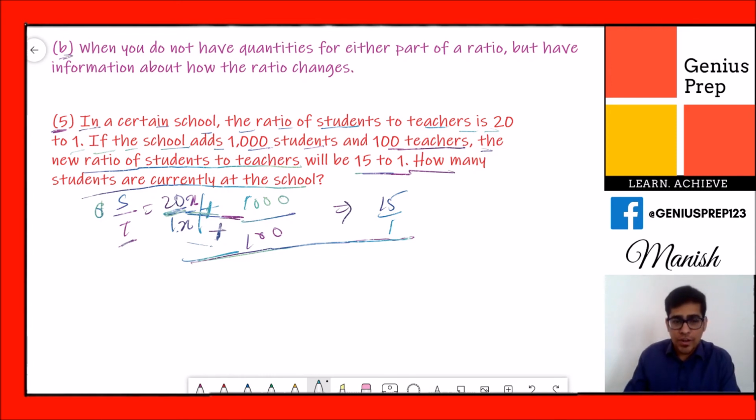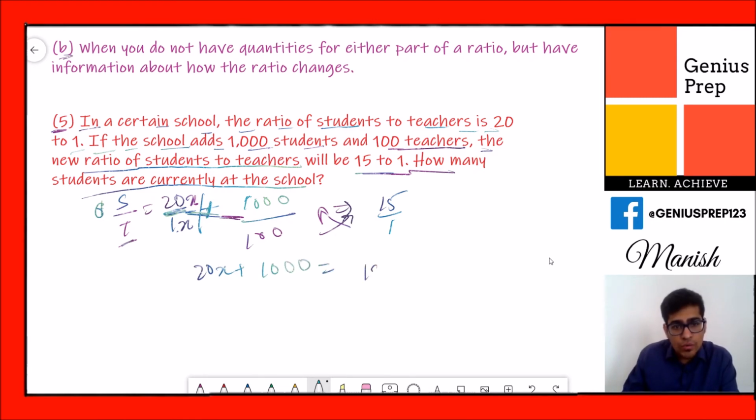So this is the final equation we come up with: 20x plus 1000 is to x plus 100 is equal to 15:1. If you do the cross multiplication, it becomes 20x plus 1000 is equal to 15x plus 1500. Now you solve this. 5x is equal to 500 and x is equal to 100.